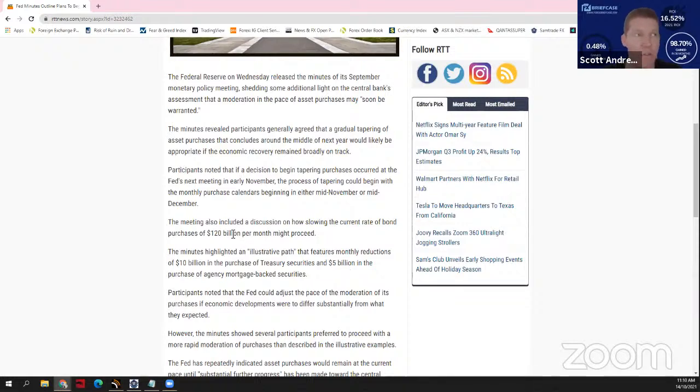It's currently at 120 billion per month. So they are looking potentially the beginning or even the mid-November or mid-December to start the process. So we'll just have to wait and see how that all transpires. US dollar still hovering around 94 as well.